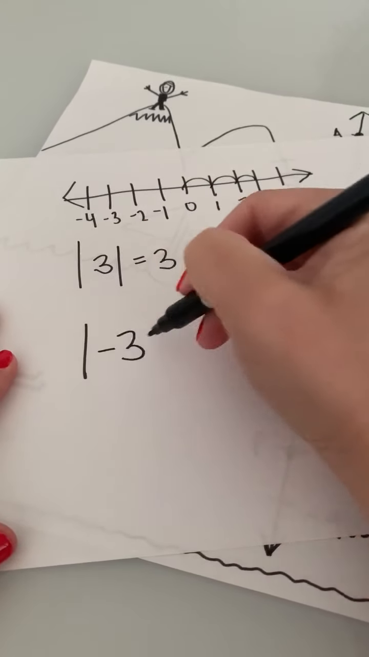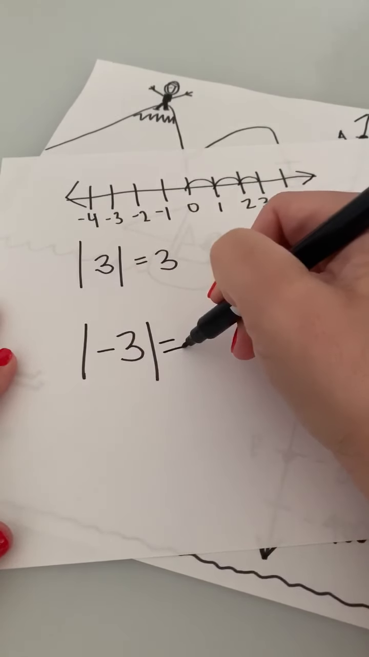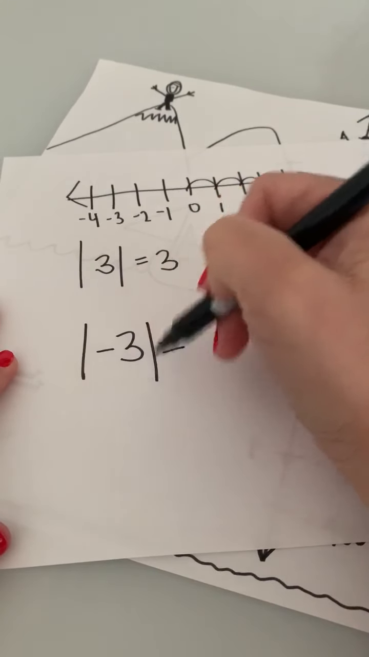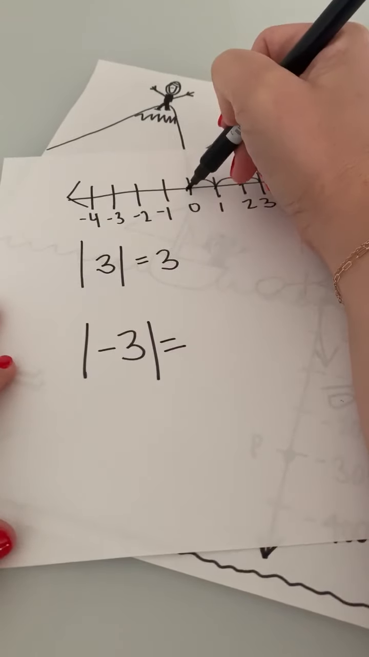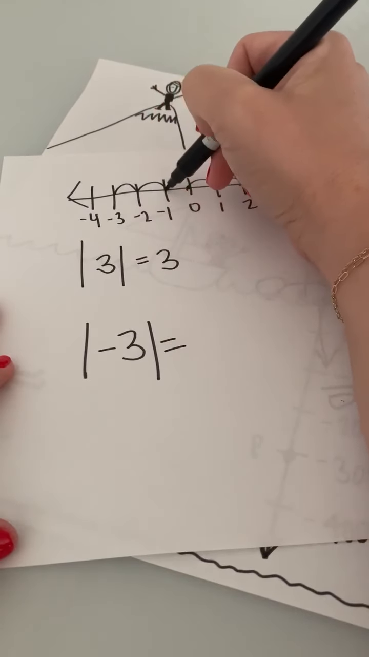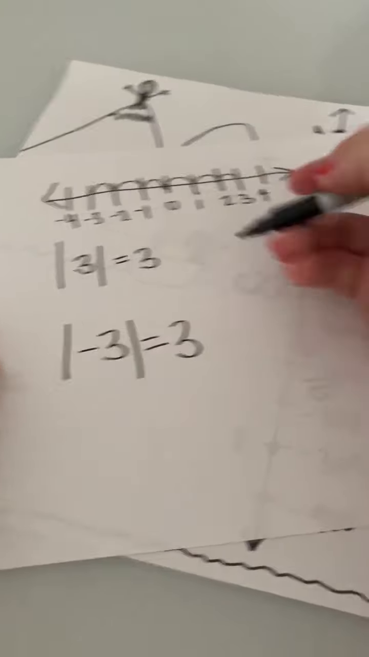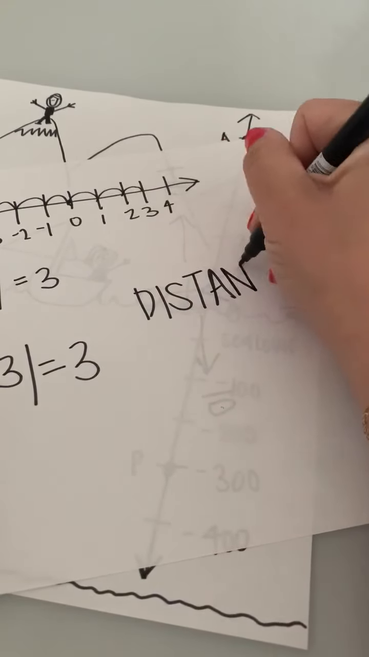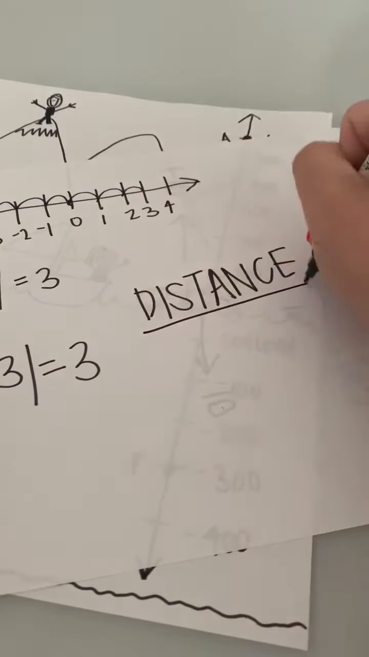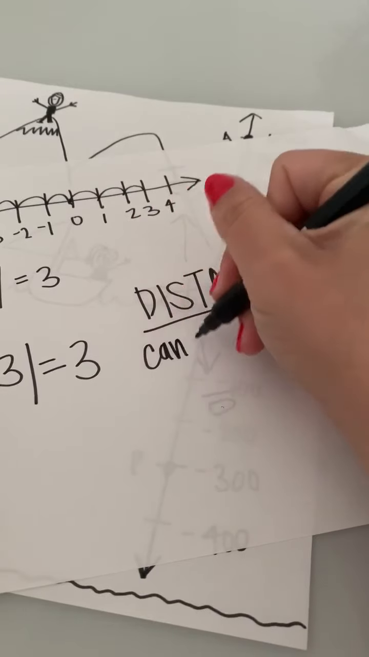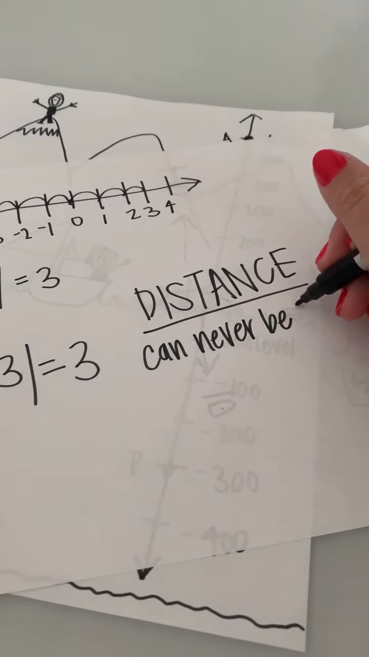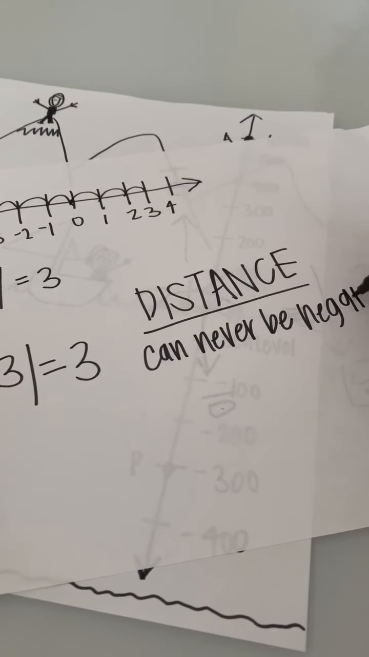I could ask myself, what's the absolute value of negative 3, which is asking how many units away from 0 is negative 3? 1, 2, 3. So it's this idea that distance can never be negative. So absolute value is always positive.